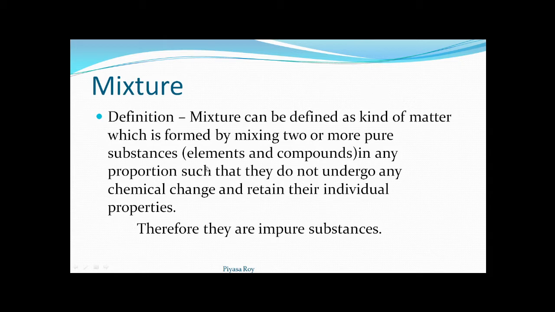When we get a compound from two or three or more substances, there will be a chemical change between them, but during formation of a mixture there will be no chemical change as such, and the components retain their individual properties. Therefore the mixtures are impure substances, because two or more pure substances are mixed.